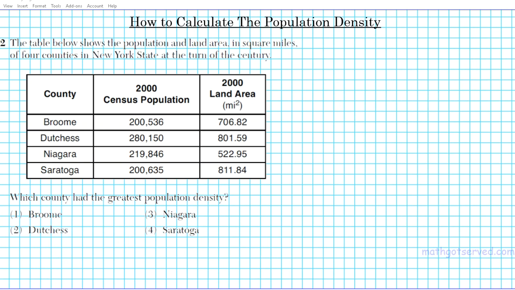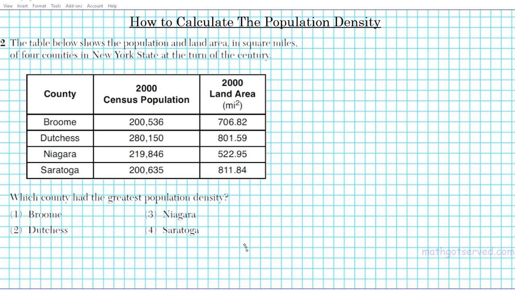Alright, in question number 2, we are going to be assessed on how to calculate the population density. Question 2 reads, the table below shows the population and land area in square miles of 4 counties in New York State at the turn of the century. Okay, so we have the table right here. The second column is the population and the third column is the land area. Question, which county had the greatest population density? So not only are we finding the population density of these 4 counties, we are also comparing them to see which is the greatest.